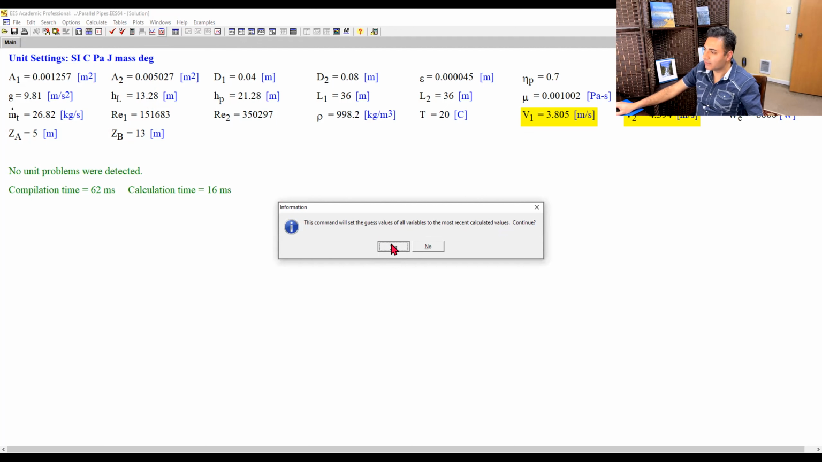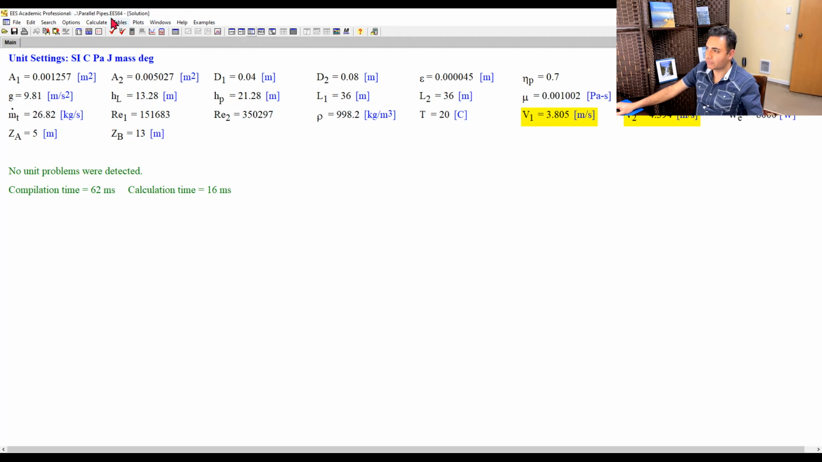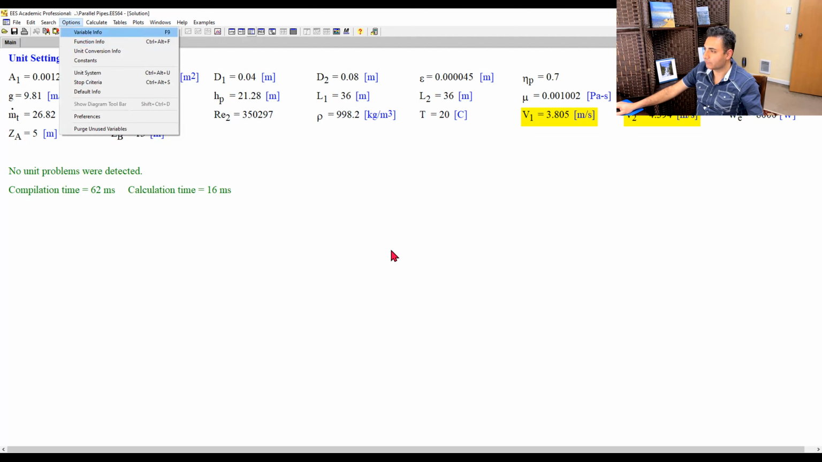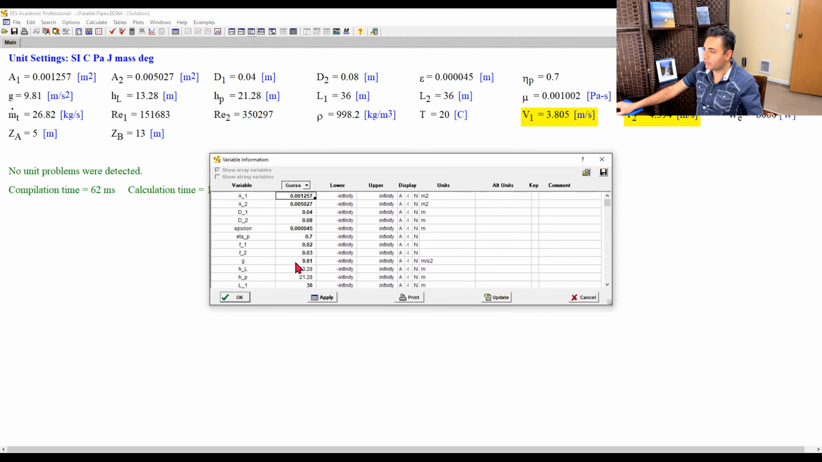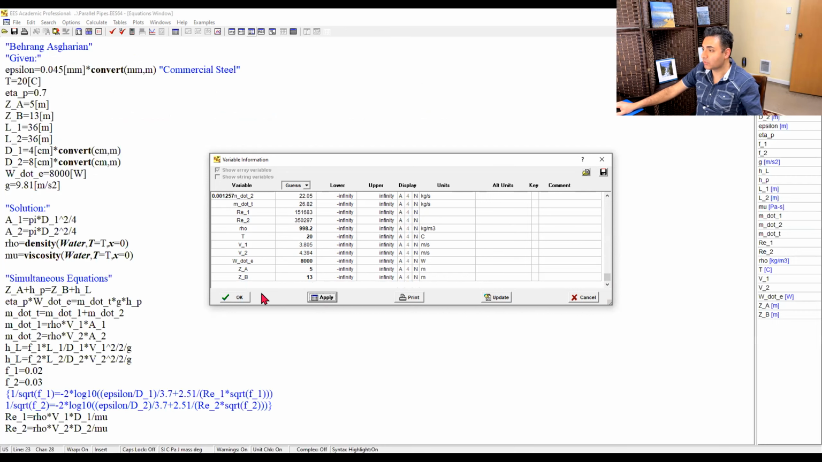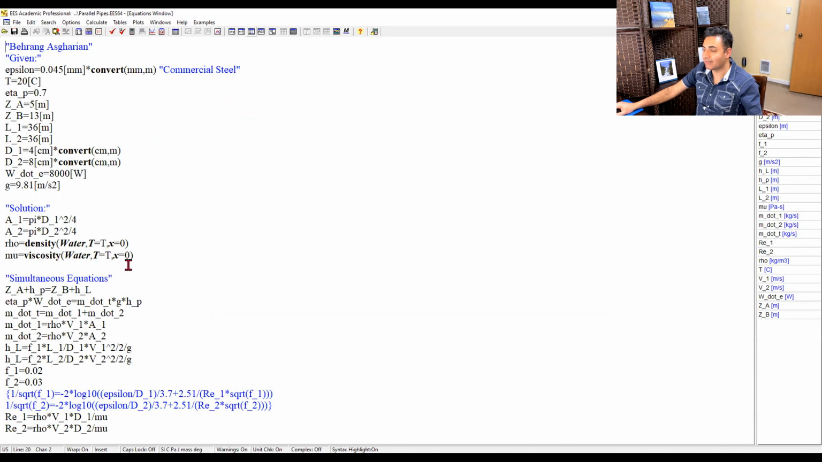So I'm going to get all the new guess variables. Look at this. If I go to Calculate, then Options, and Variable Info, these are very realistic guess values for the head loss, for the pump head, for friction factor, not for diameter, for Reynolds number. For a lot of these, I have some solid guess values, which are very close to the real thing.